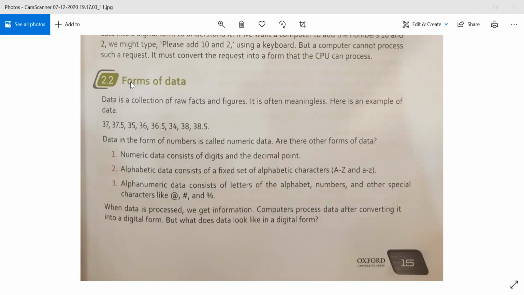Now when data is processed, we get information. I told you that data is first of all meaningless, but when we assign it some meaning, it becomes information, right? Computers process data after converting it into a digital form. But what does data look like in a digital form? Beta, when the computer processes data after converting it from analog into digital form, how basically does it look like? Okay, I hope page number 15 is clear to you all.